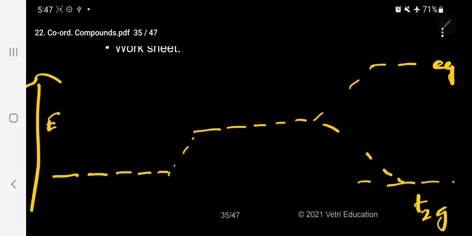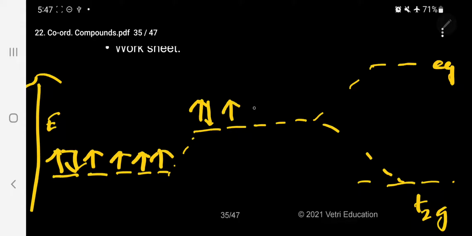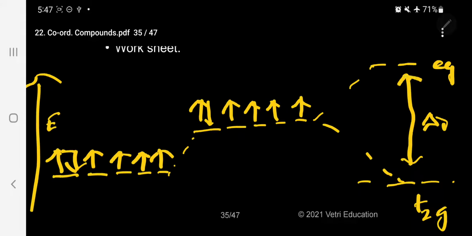Kindly follow. So how many electrons are there in the 3d6? 1, 2, 3, 4, 5, 6 electrons are there. The same way here, 6 electrons are here. So what will happen? This is the crystal field energy, delta 0, the crystal field energy.